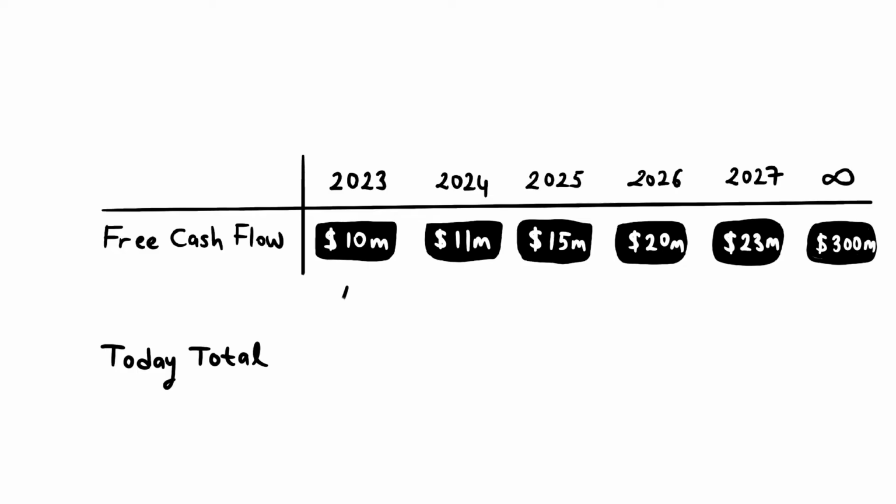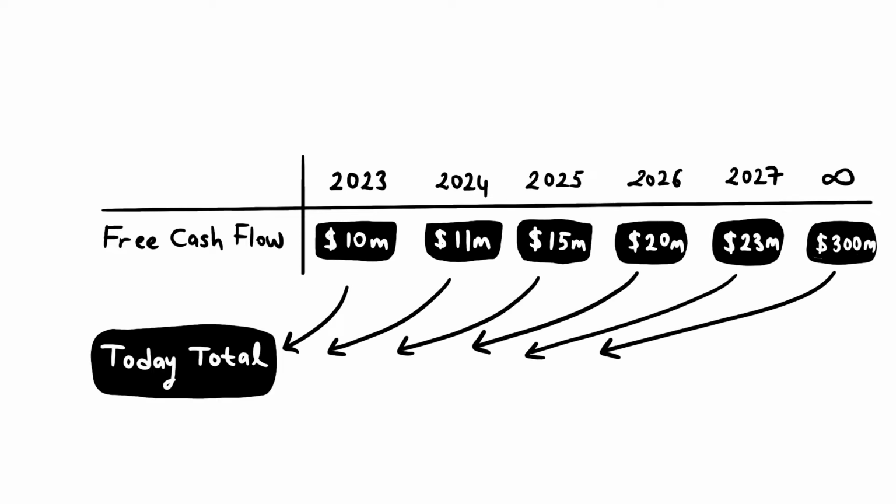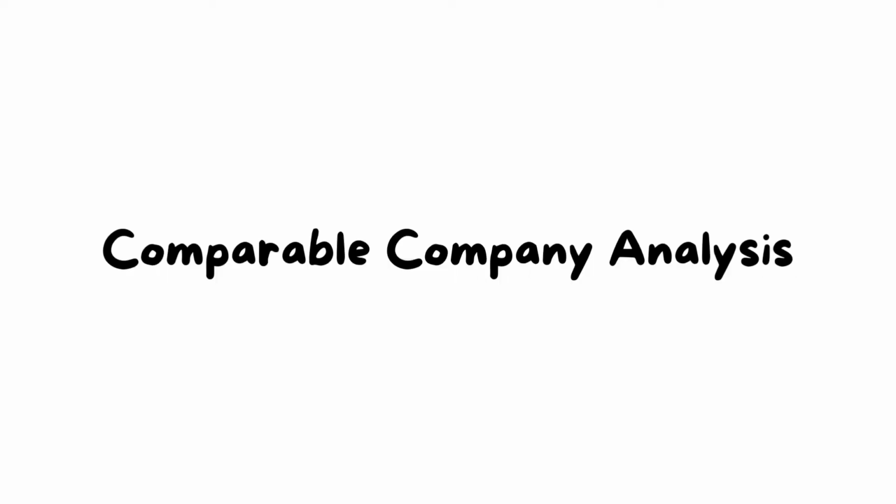Analysts use WACC to discount your company's future cash flows to today, which allows them to come up with a value for your company today. It creates a today equivalent value for those future cash flows, which equals to the value of your company. DCF is a complex valuation method, but it pays off as it's one of the most reliable methods to calculate your company's intrinsic value. Next, we have comparable company analysis.